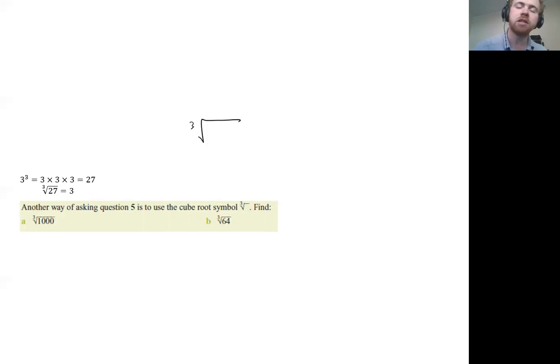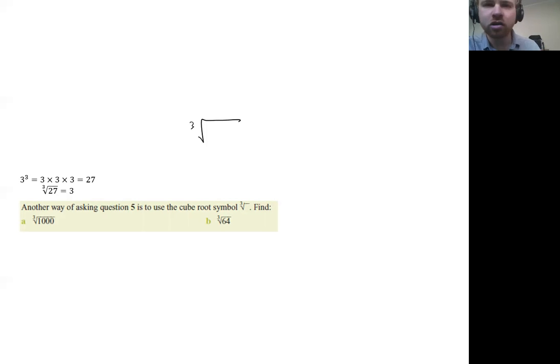Okay, again, the opposite operation. So here, what number multiplied by itself and then multiplied by itself again is going to equal 1,000? So we know that 1,000 has lots of zeros. So we're going to think of something around like 10.